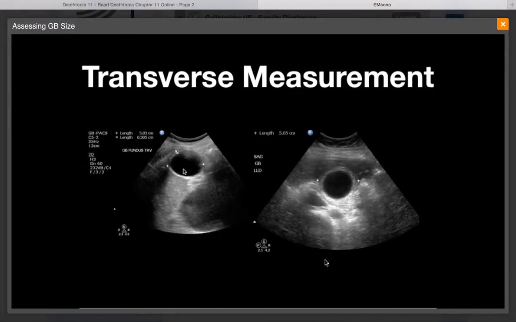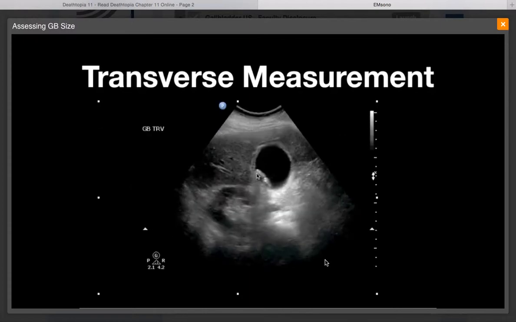Now here are 2 gallbladders that were obstructed due to the presence of a stone in the neck. Both gallbladders measured outer wall to outer wall exceed the 5 centimeter upper limit of normal. These patients both had cholecystitis.